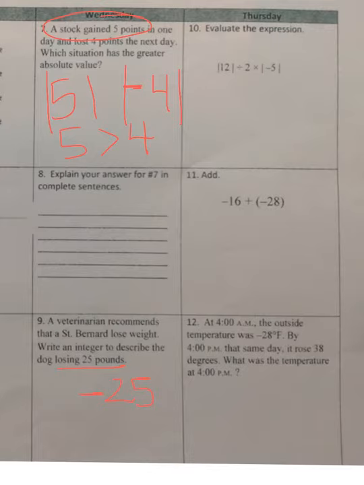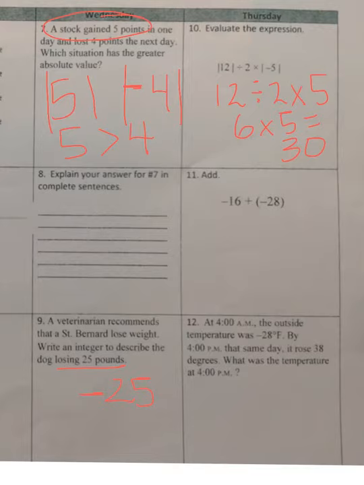Number 10, evaluate the expression. Absolute value of 12 divided by 2 times the absolute value of -5. So the first thing you have to do is evaluate the absolute value and rewrite the expression. So we're going to get 12 divided by 2 times +5. Then we're going to use order of operations, and we just go left to right. 12 divided by 2 is 6, and 6 times 5 is 30. So our answer is 30.